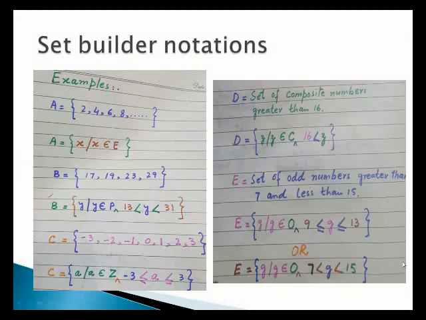Now set E. Set E is equal to the set of odd numbers greater than 7 and less than 15. So E can be written as G such that G belongs to O. O means odd numbers, and 9 is less than or equal to G and G is less than or equal to 13. The same set can be written as E is equal to G such that G belongs to O, where O means odd numbers, and 7 is less than G and G is less than 15.